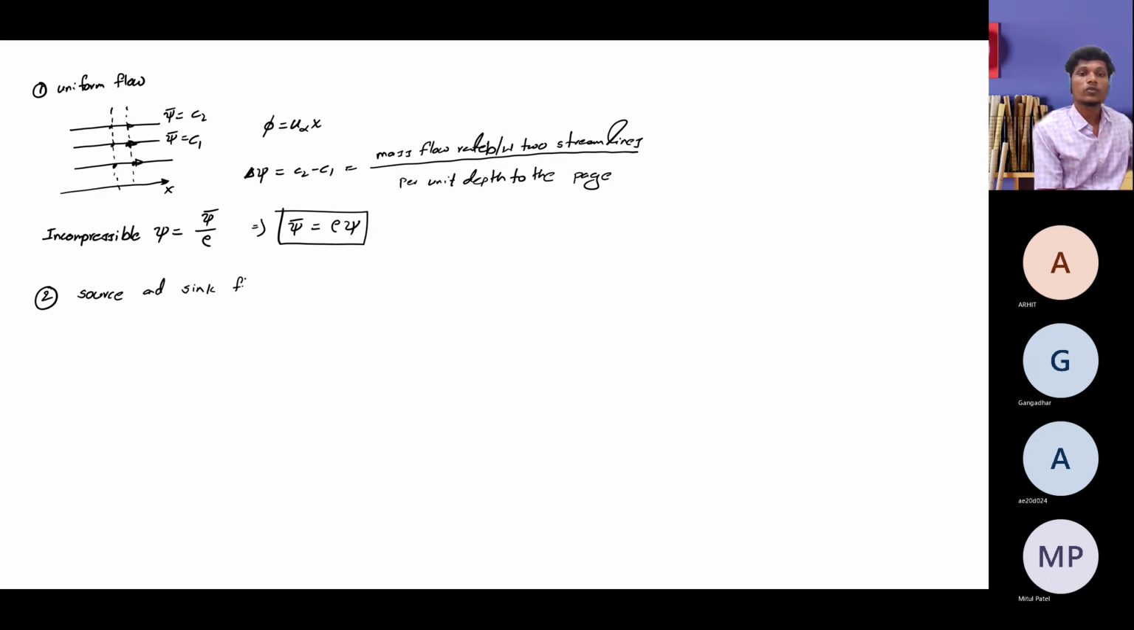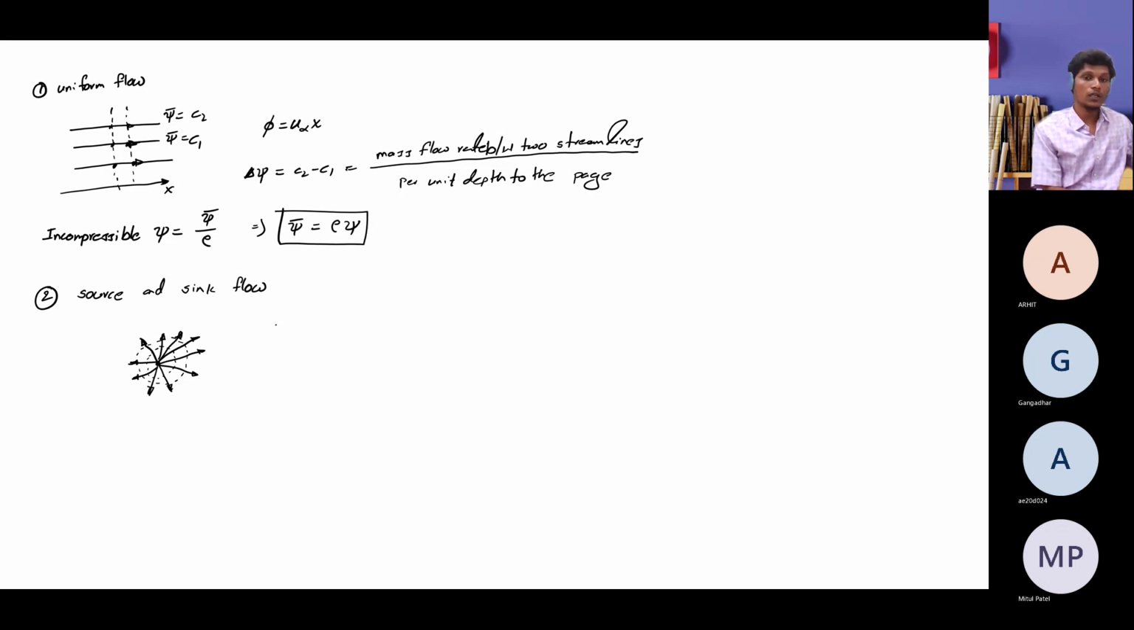Source and sink flow conceptually look the same. The only difference is if the fluid is emerging from a single point radially in all directions with equal volumetric flow rate. How are we mathematically quantifying it? If you draw any line or any circle like this, the amount of fluid that is crossing at any point, or the volumetric flow rate through circle 1 or circle 2, should be the same.